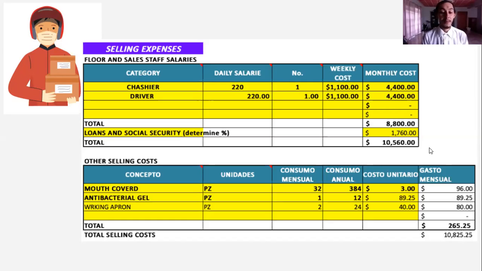Our table shows them by units, then by monthly consumption, then by annual consumption, and then we have the unitary cost, bringing our total of the other selling cost to 265 pesos and 25 cents. After adding those to our floors and sales staff's salaries, we get a grand total of 10,825 pesos and 25 cents.